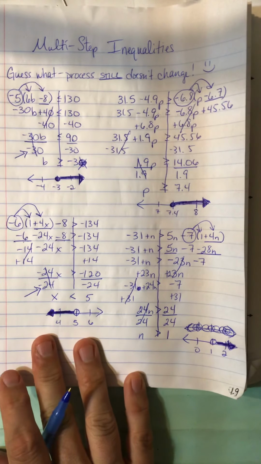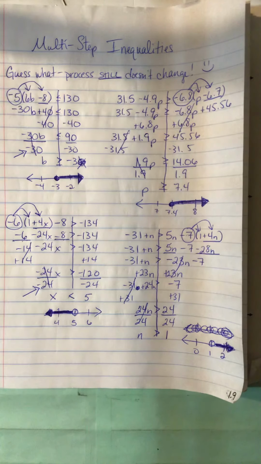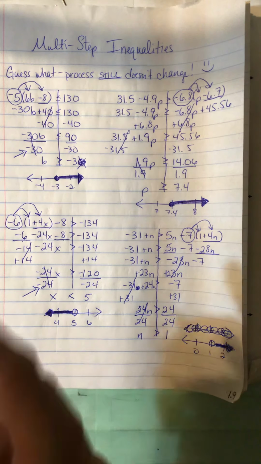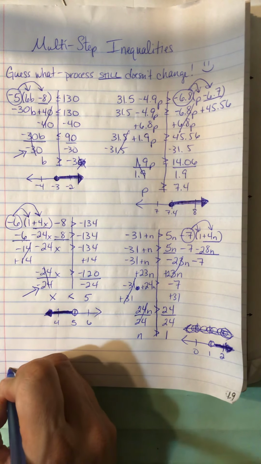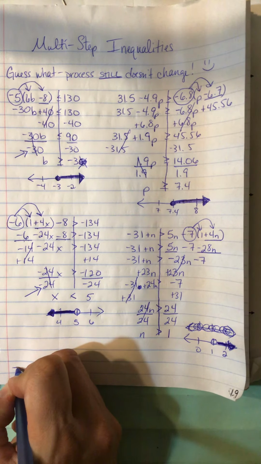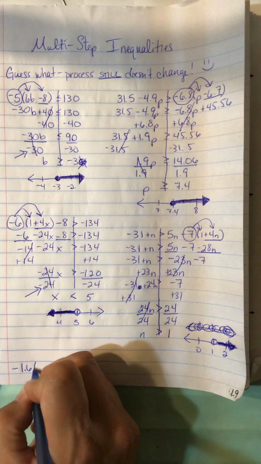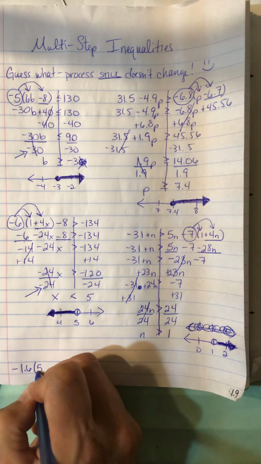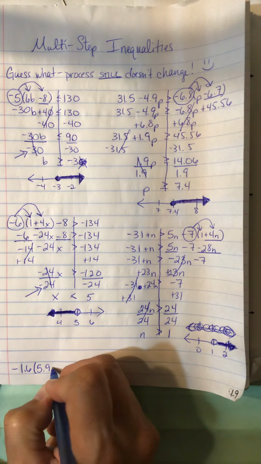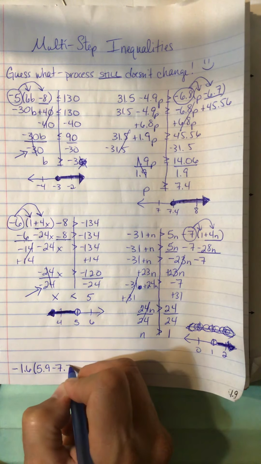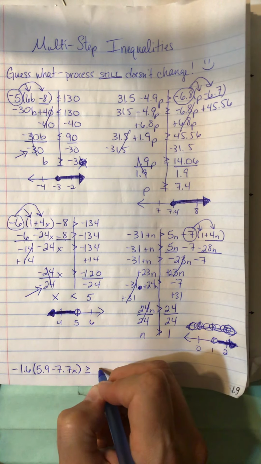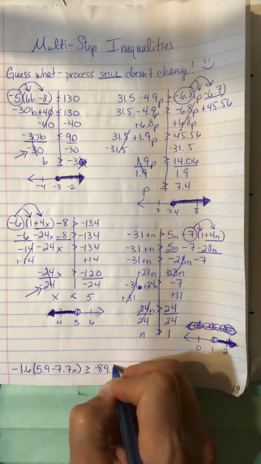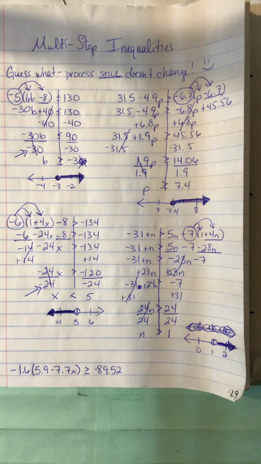All right, folks, we got 4 example problems. We didn't do anything different in how we solved it. We followed the same process for multi-step inequalities, but I do have 2 problems I want you to try on your own. First one, -1.6 times the quantity of 5.9 minus 7.7x is greater than or equal to negative 89.52. That's the first one I want you to try.